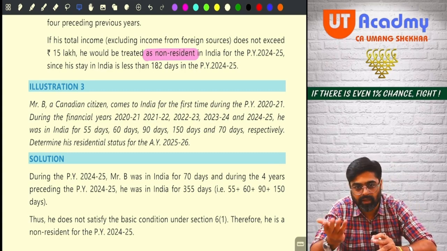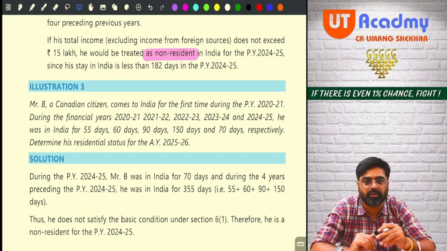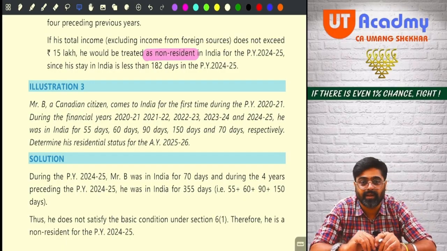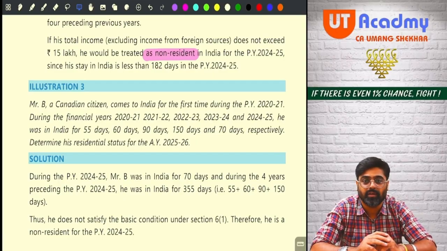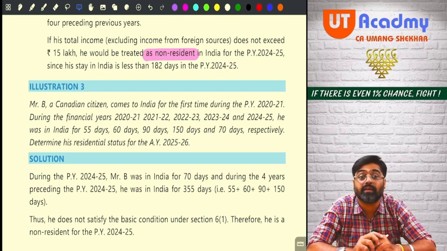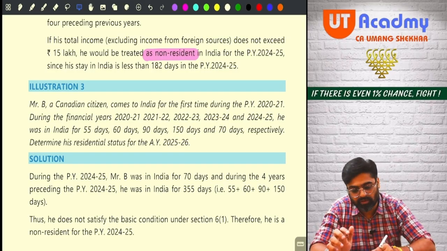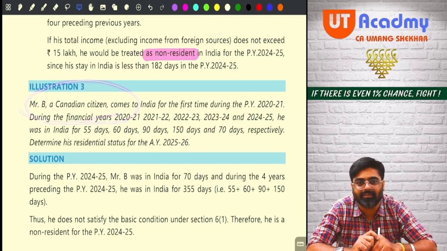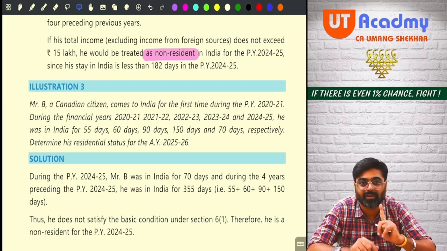Accordingly, A is not satisfied, B is not satisfied, he will be treated as non-resident. Can he be treated as a deemed resident in India? No, never. Because he is a Canadian citizen. Only Indian citizens can be treated as deemed resident. So don't even dare to talk about the deemed resident concept over here, because that is applicable only if you are an Indian citizen.